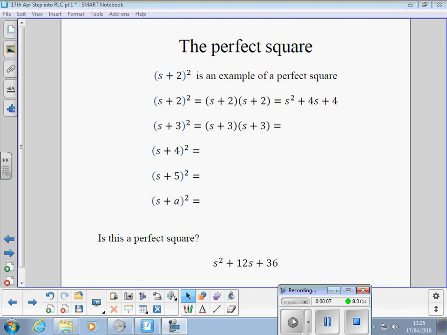Typically, and it'd be perfect. If we multiply, we end up with s squared plus 4s plus 4. If to s 3 whole squared.